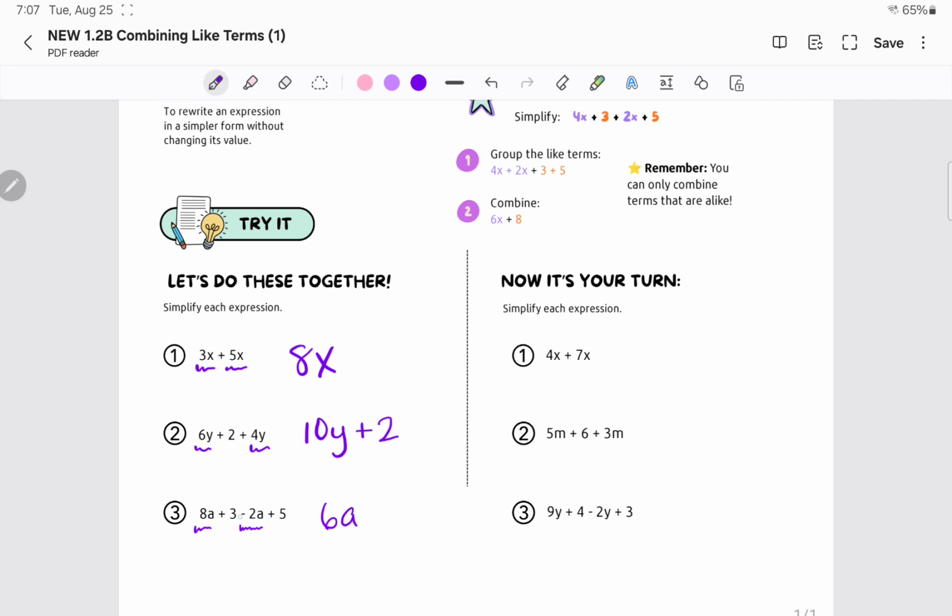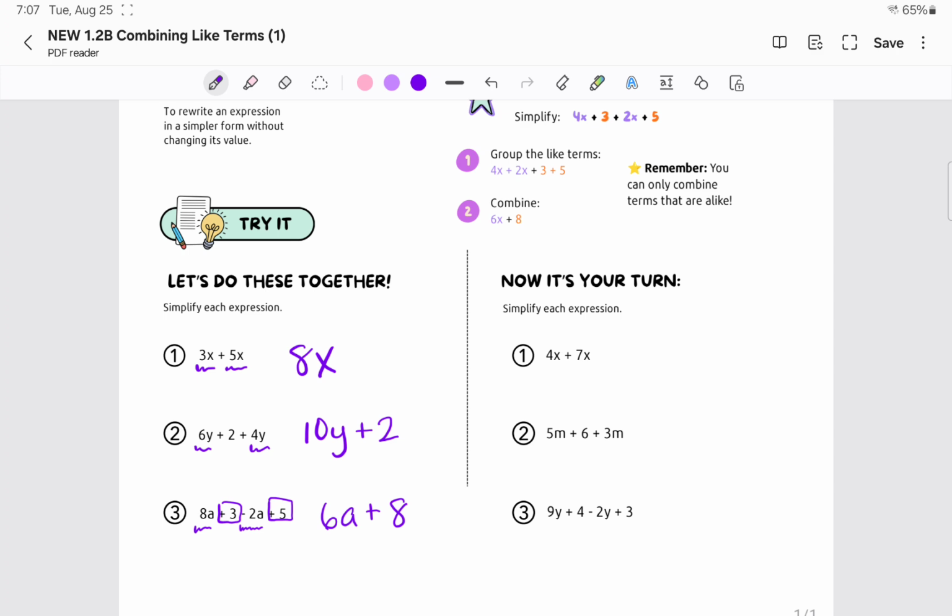But now I have more like terms. See how I have a 3? So I'm going to go ahead and do another symbol. Let's box these. So we got plus 3 and we got plus 5. Those I can combine. So 3 plus 5 gives me 8. So my answer is 6a plus 8. See how I combine the letters, right? The a's, and I combine the numbers. Okay? Now I want you to pause the video and go ahead and try these next 3 by yourself. Go ahead and pause now.